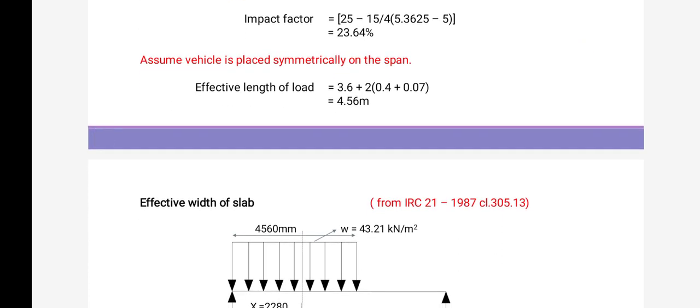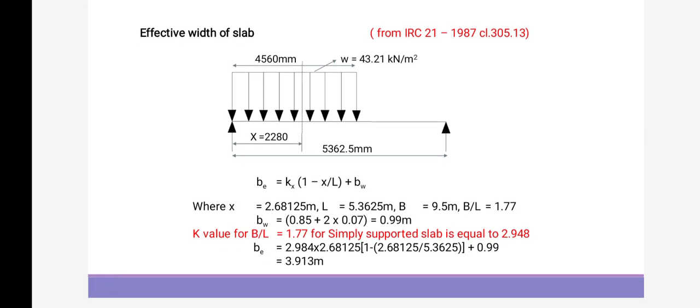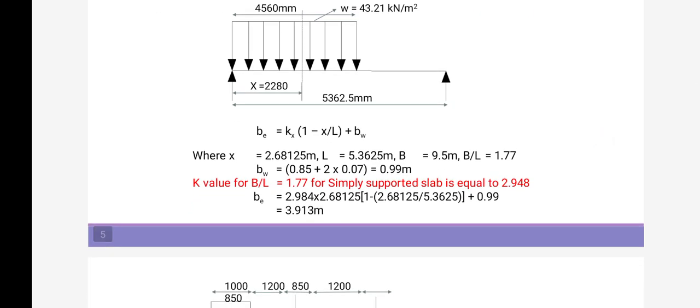Assume the vehicle is placed symmetrically on the span. Therefore the effective length of load is equal to 3.6 plus 2 into 0.4 plus 0.07. So the effective length of load is equal to 4.56 meter. Then the effective width of slab is equal to B_e is equal to K x into 1 minus x by L plus b_w. So x is equal to 2.62125 meter, L is equal to 5.3625 meter, and B is equal to 9.5 meter. Therefore B by L is equal to 1.77. So b_w is 0.85 plus 2 into the wearing coat width, so the answer is 0.99 meter.